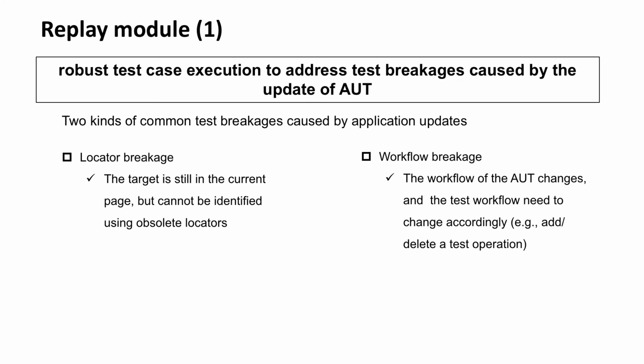During replay, the module needs to address two kinds of common test breakage that are usually caused by application updates, that is, locator breakage and workflow breakage. The locator breakage means that the target is still in the current page, but cannot be identified using obsolete locators. Workflow breakage means that the workflow of the application under test changes, and the testing workflow needs to change accordingly.